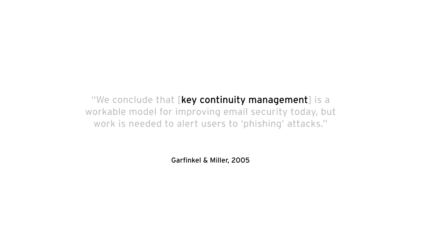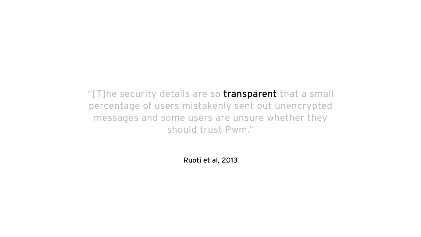So a solution to the PGP problem was proposed in 2004, actually it was proposed earlier, but it was tested in 2005. And it was found that actually if we automate encryption and automate key exchange, then things are pretty workable, except that users still fall for phishing attacks, of course. But last year, another research identified that making security transparent is all nice and well, but it's also dangerous because users are then less likely to trust the system and are also less likely to understand what's really happening.